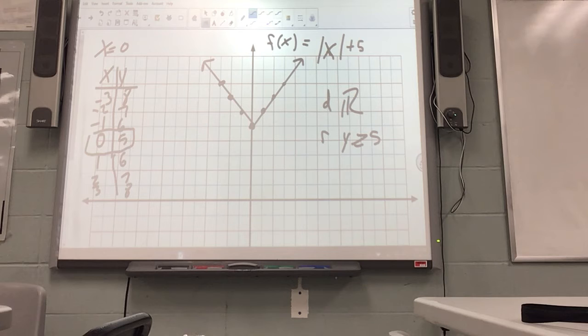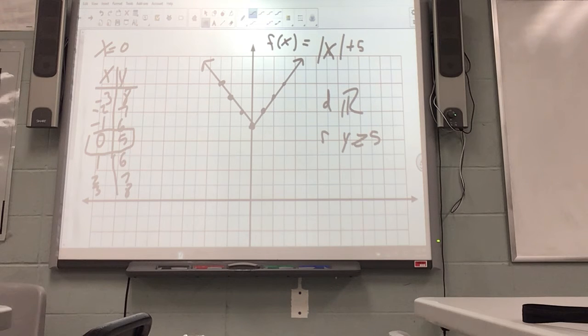That's a thought to ponder. On these, will the donut always be on the range? The only time they won't be, and we won't learn about this for a while, is when the V rotates. But we're not ready for any rotating V's yet.